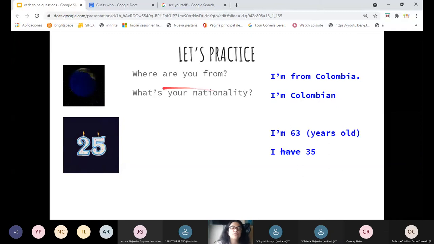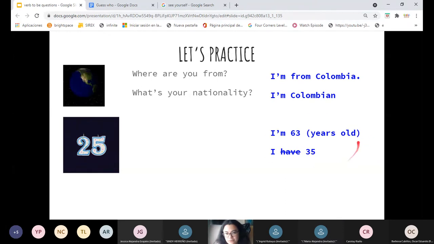Don't forget something, guys. When we say, where are you from? We say, I am from Colombia. When we say, what is your nationality? I am Colombian, pero no vamos a confundirlas. Como, I am Colombia. No, I am from Colombia. And what's your nationality? I am from Colombian. No, I am Colombian. ¿Sí ven la diferencia entre Colombia y Colombian? The difference, yes, here, guys? From, right? I'm from Colombia. I am Colombian.